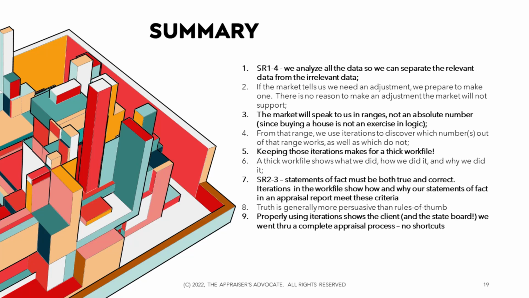Standard Rule 2-3 in USPAP requires any statement of fact to be both true and correct. Via that iterative process, we show that, how, and why we concluded a particular statement of fact, say the GLA adjustment, was both true and correct. And the individual iterations of this in the work file testify to the truthfulness of what we write in the report. Truth is generally more persuasive than rules of thumb.